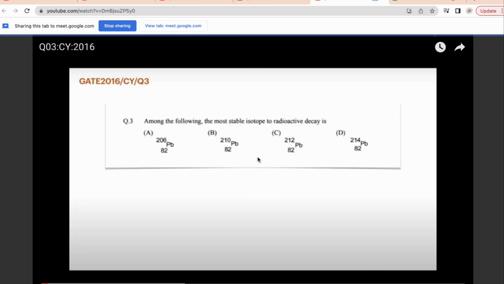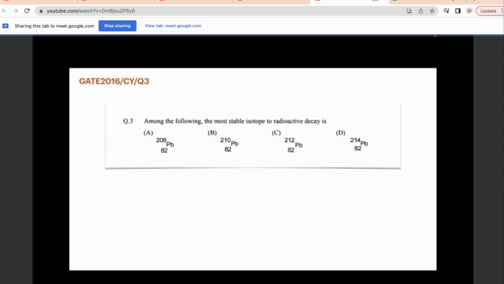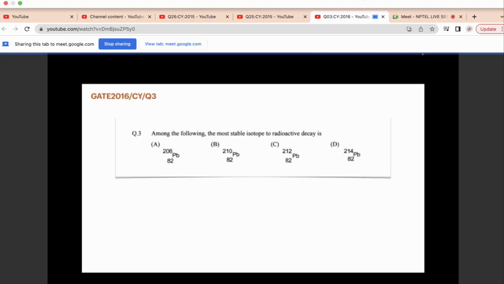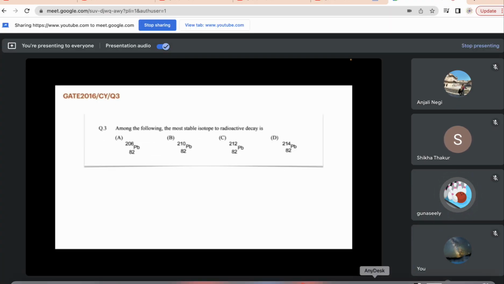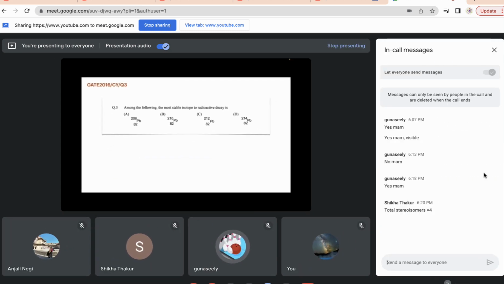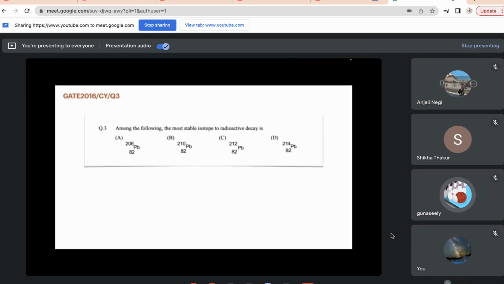Hello everyone. In this video, I will be solving GATE 2016 chemistry question number 3. It states that among the following, the most stable isotope to radioactive decay is. So we are given four different options of lead, where the atomic mass is varying. So we need to find out the most stable isotope among them.